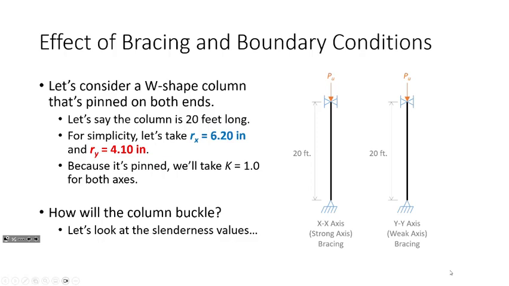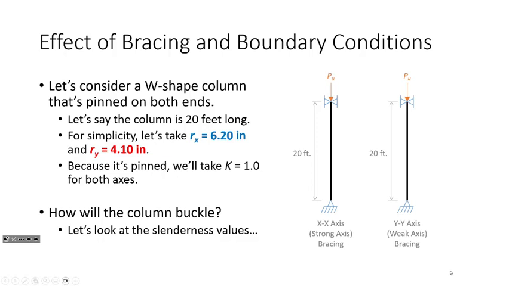Now, so let's think about this. What am I computing? I'm computing KL over R. KL over R, these are slenderness values, right? The higher that number is, the more slender the column is, okay? Now, what do you think that does to capacity? If I start increasing slenderness, what does that do to column capacity?